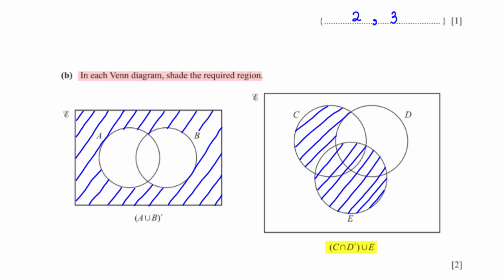C intersection D complement union E. For this, we need to first shade C intersection D complement. Then we shade the region in set E. When we are done, we combine the shading in both regions. The result should look like this.